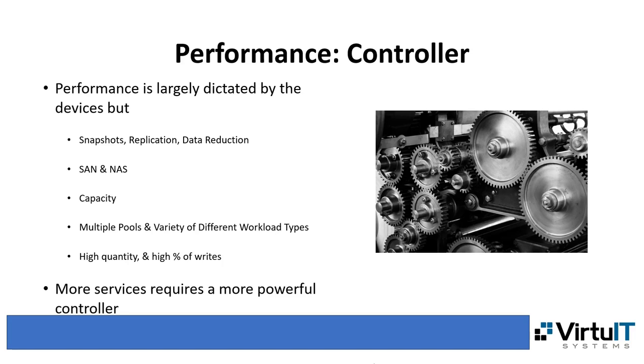Are you using the system only for SAN, or are you doing NAS as well? One of the benefits of a Unity all-flash is, while it can serve iSCSI and Fibre Channel, it can also do SMB and NFS simultaneously. If you're going to run more services, again, you need a more powerful controller.